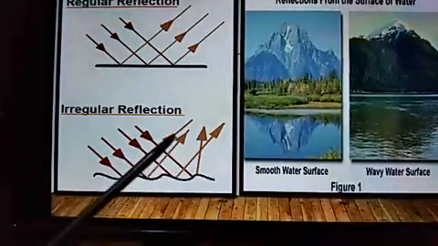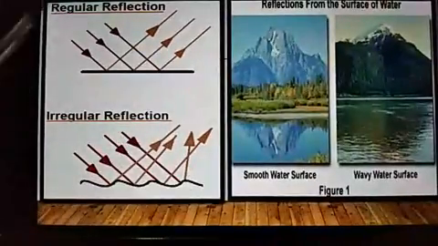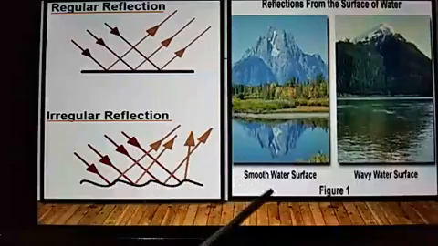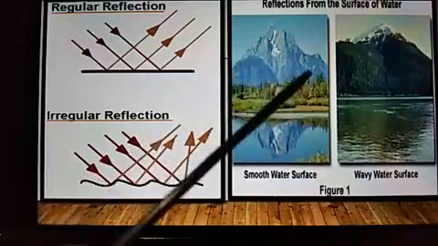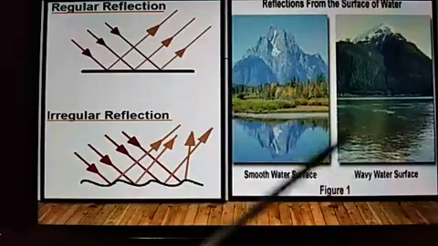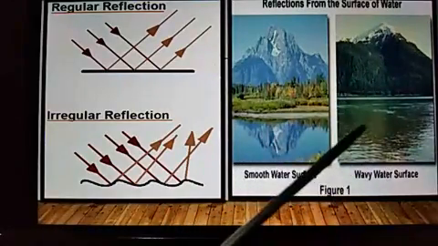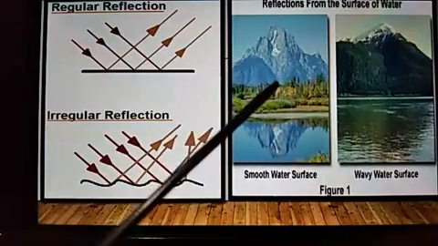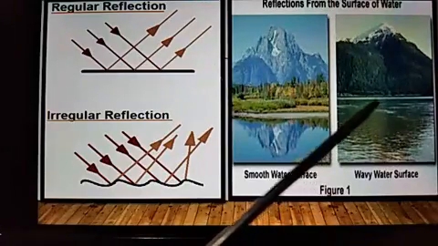Let us take an example here. Here is a smooth water surface. The water surface is smooth, so you can see a clear reflection of the hill. But here the water surface is wavy, so you cannot see a clear reflection. So this is an example of regular reflection, and this is an example of irregular reflection.